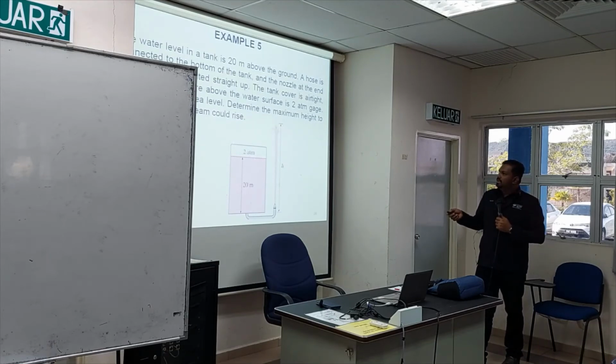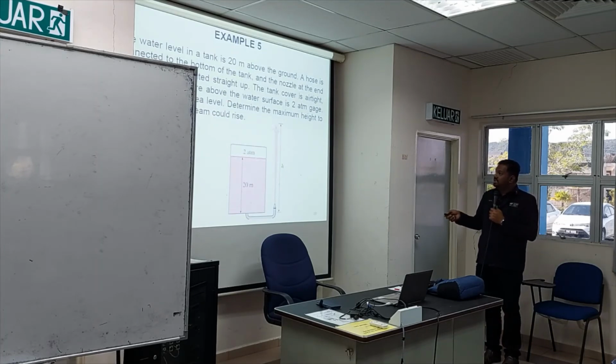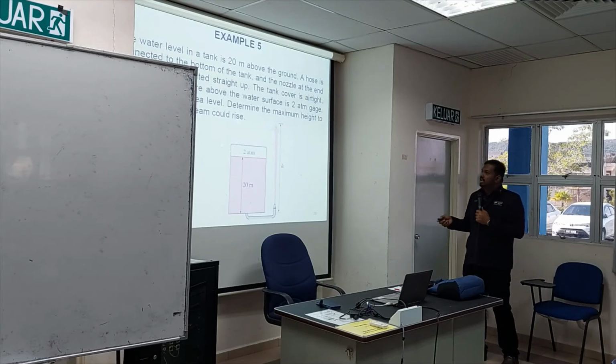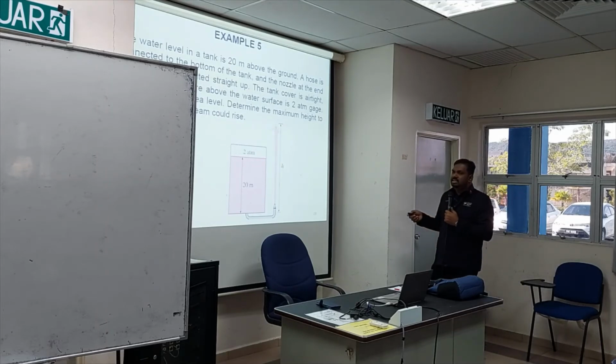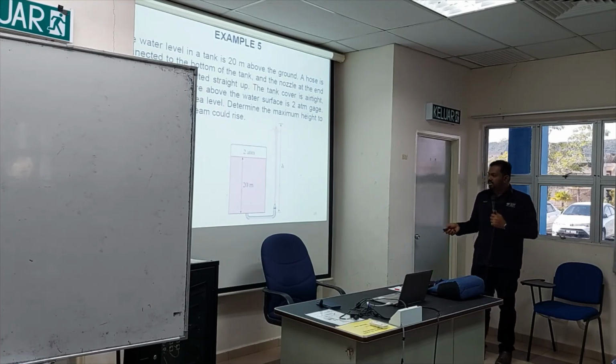And the air pressure above the water surface is 2 atmospheric pressure. Okay. The system is at sea level. Determine the maximum height to which the water stream could rise.